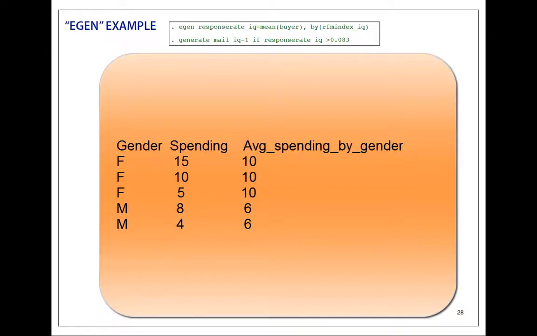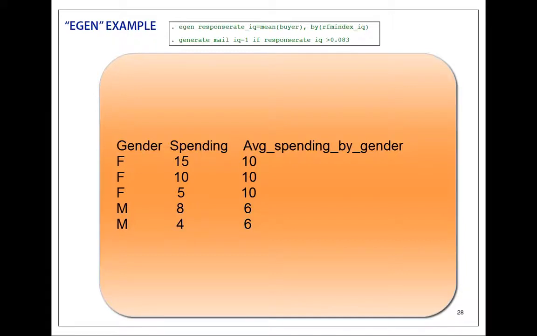The three female customers, their purchases are $5, $10, $15. So the mean spending among these 3 female customers will be $10. And there are 2 male customers, and they spend $4 and $8. So the average among these 2 will be $6.